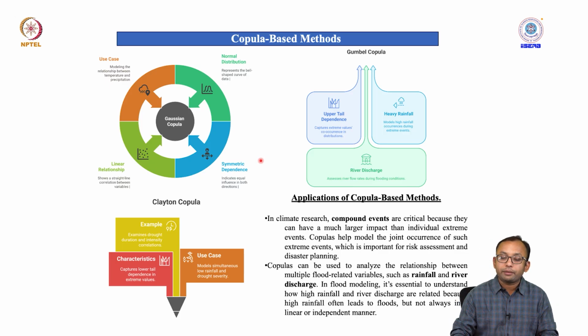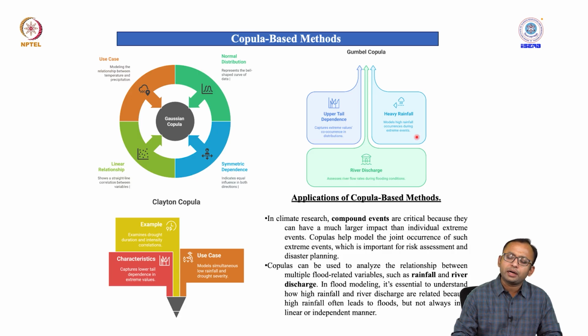There are multiple types of copula possible. Bivariate and trivariate copulas are very famous in hydrological and climatic studies. This can be done by multiple different types of copulas, like the Gumbel copula, and there are multiple other copulas which can do that.